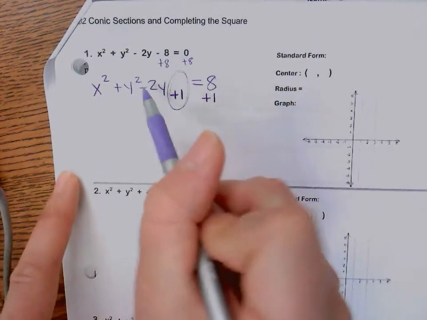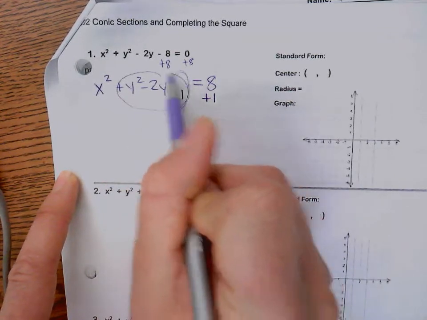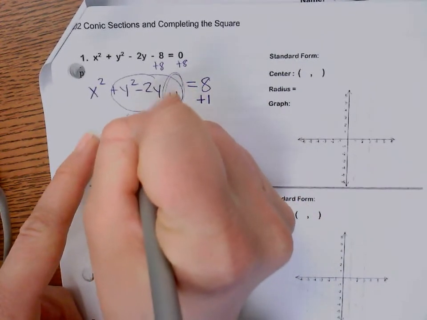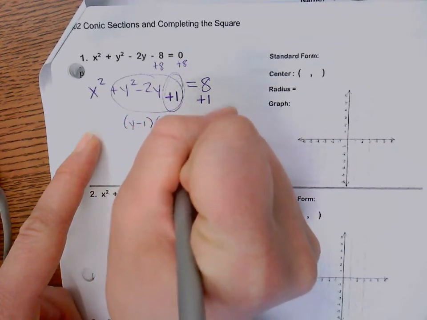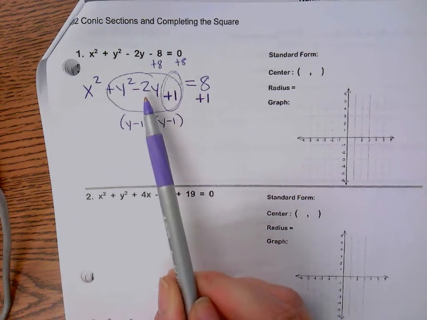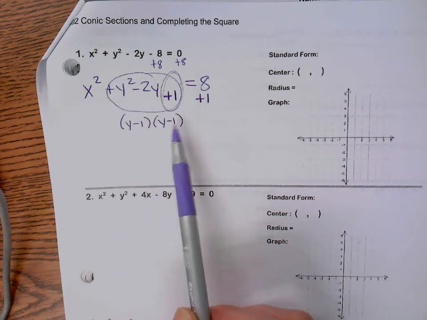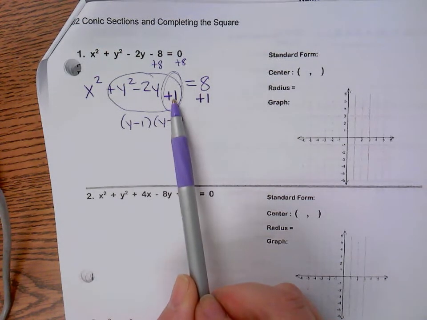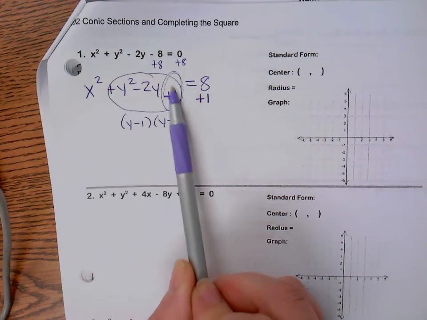So this is a trinomial that is factorable now. And it's factorable into y minus 1 times y minus 1, right? Because the factors of 1 that add up to -2 are -1 and -1. Are you with me? So 1 was the special number that made this into a perfect square trinomial.